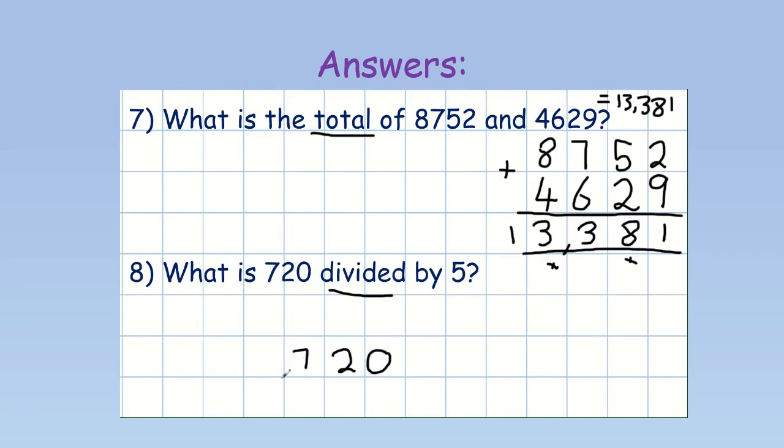720 divided by 5. How many lots of 5 are in 7? There's 1 5 with 2 left over. How many 5s are there in 22? Well, 4 5s are 20, so there must be 2 left over again. And how many 5s are in 20? We've just said 4 5s are 20. So 720 divided by 5 equals 144. Well done.